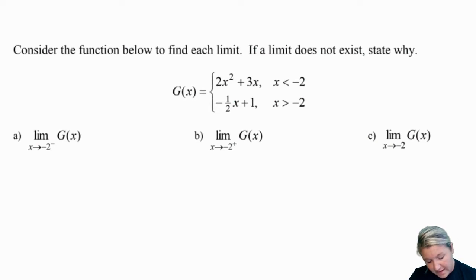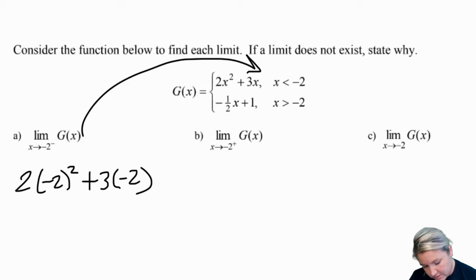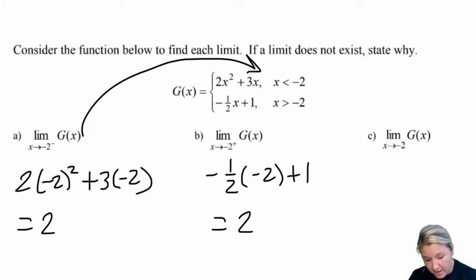So let's talk about the limit as x approaches -2 from the left of g of x. So I'm just going to plug that in real quick. That's going to go into the ones that are less than, so this top equation. So I'm going to have 2 times -2 squared, and then plus 3 times -2, which is going to be a +2. And then the limit as x approaches -2 from the right, so that's going to be -1 times -2 plus 1, which is going to be 2 as well.